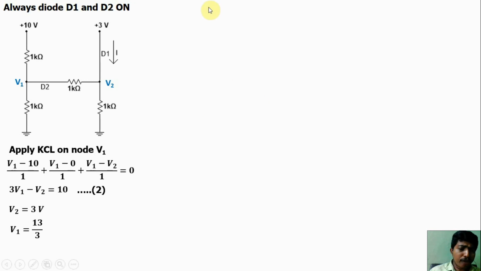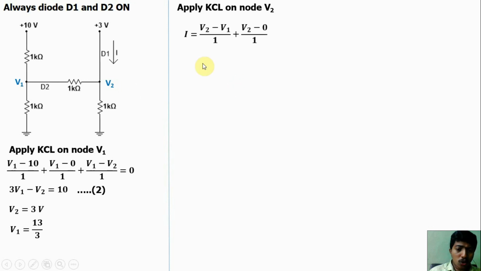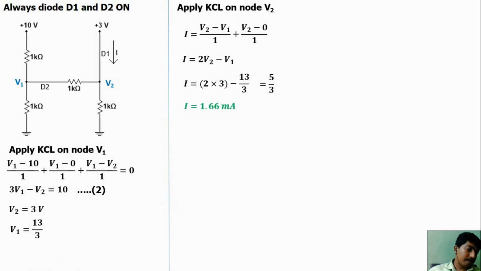Now our objective is to find the current flowing through diode D1. How to find it? Just apply Kirchhoff's current law at junction V2. The incoming current is I. We have to assume the other currents are outgoing. So I is equal to the outgoing current (V2 minus V1) by 1 plus the outgoing current (V2 minus 0) by 1 kilo ohm. Simplify this equation. Here we know V1 and V2. The V1 value is 13 by 3 and the V2 value is 3 volt. Substitute here and we get the current I. So I is equal to 5 by 3, I is equal to 1.66 milliampere. This is the answer.